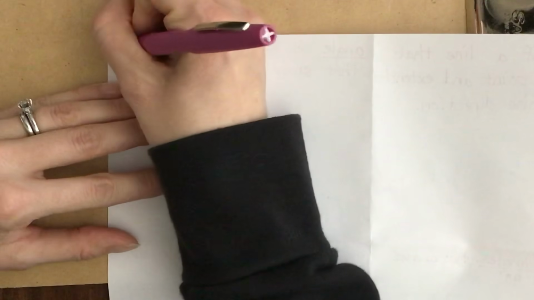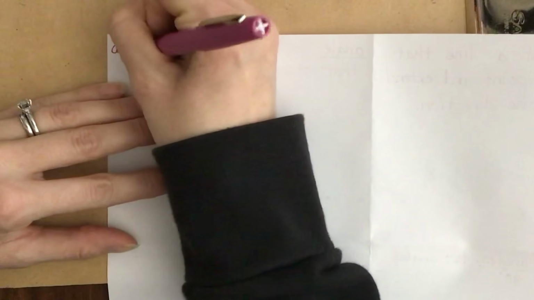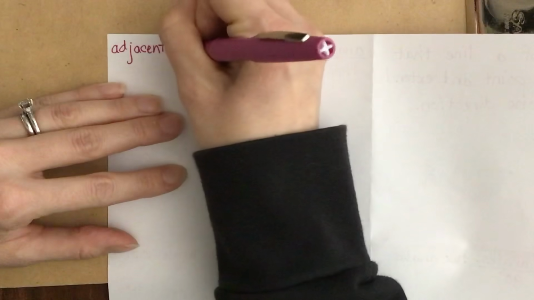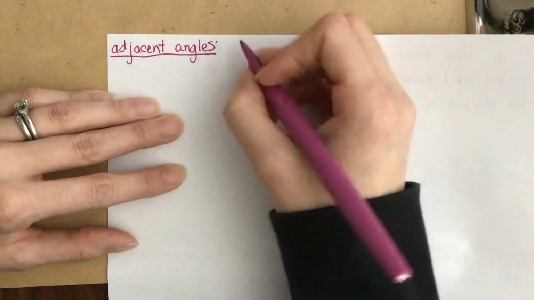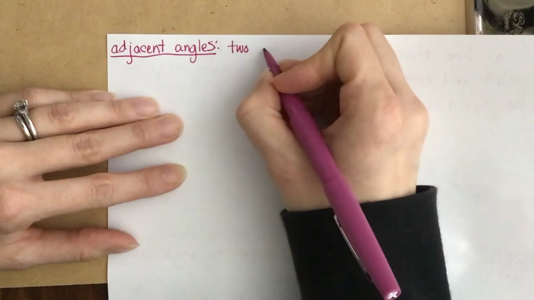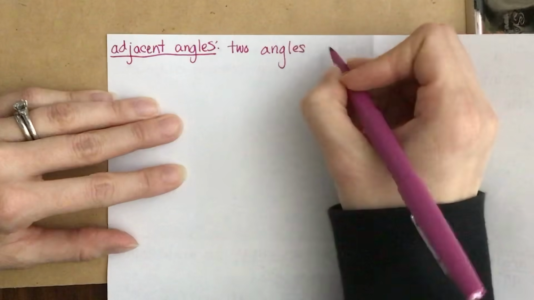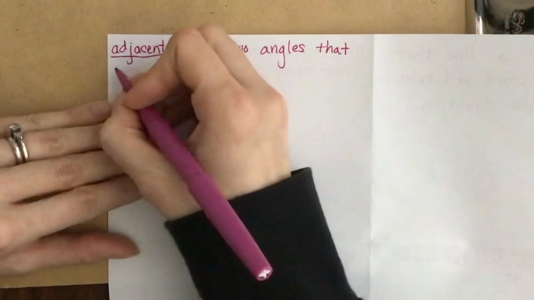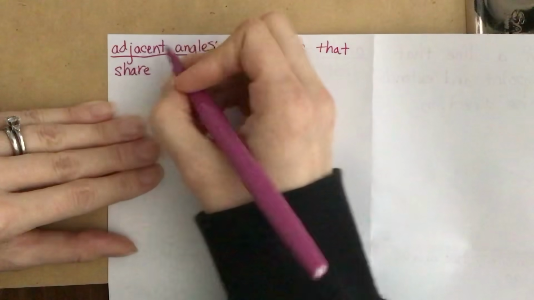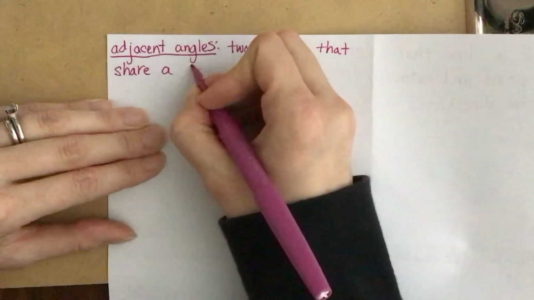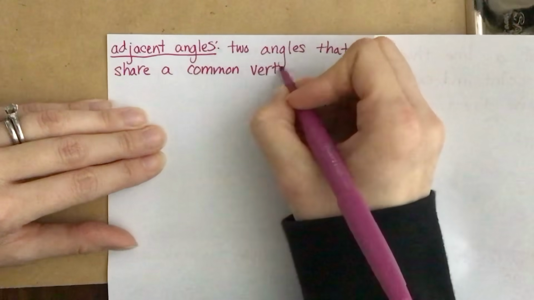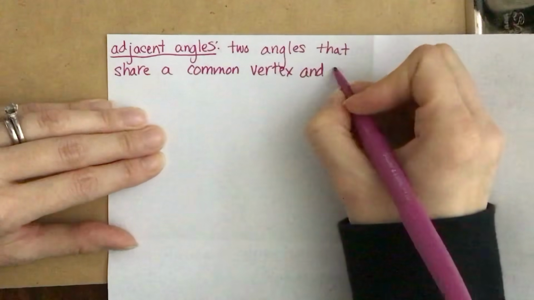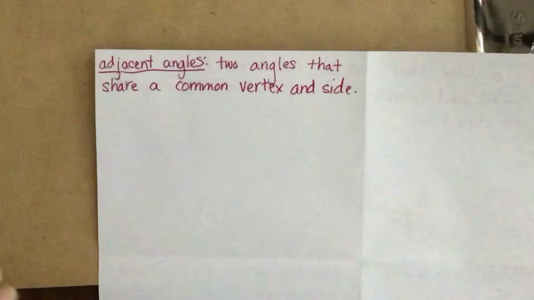Okay, so the last thing that we're going to talk about for today is adjacent angles. So I'm going to start with the definition. Okay, adjacent angles are two angles that share a common vertex and side. Okay, so let me draw a picture of what that looks like.